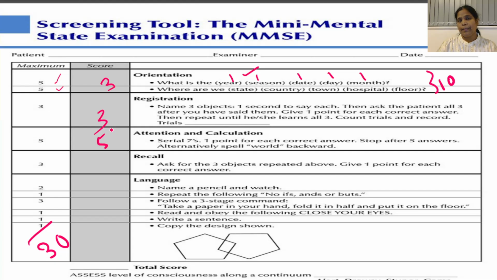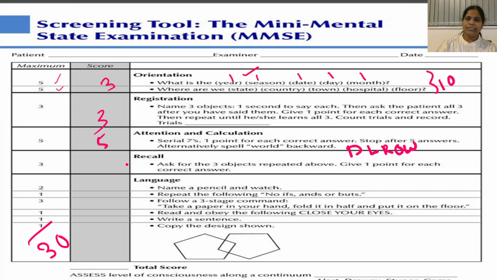And alternatively, spell "world" backwards. When we ask them to spell "world" backwards, they should give us this answer: D, L, R, O, W. If they are able to give these answers correctly, then we can give 5 marks for them.